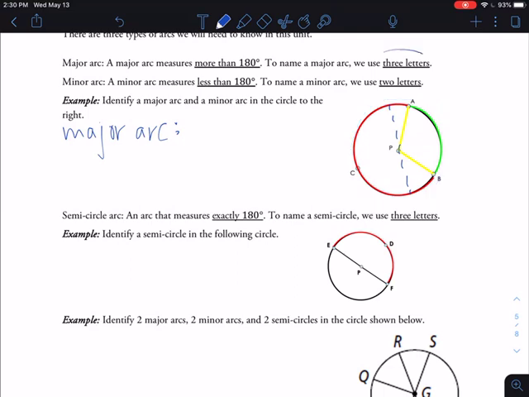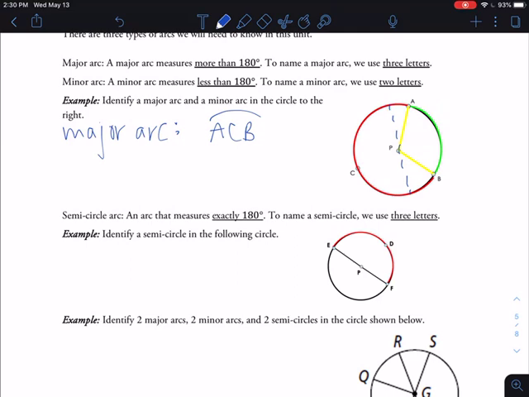And so in this case, we're going to use 3 letters to name it. So we're going to pick the 3 letters that are on it. We can see A is one end of that arc, B is the other end of that arc, and C is somewhere in the middle. Now, we are going to put those letters in the order that we see them. So I'm going to start with A, and then I'm going this way around the circle to C, and then keep going this way around the circle to B. So I'm putting them in the order that we see them. That's really important. And then again, we're going to put that little curved line on top that indicates the arc.